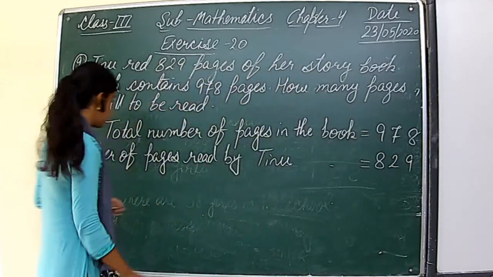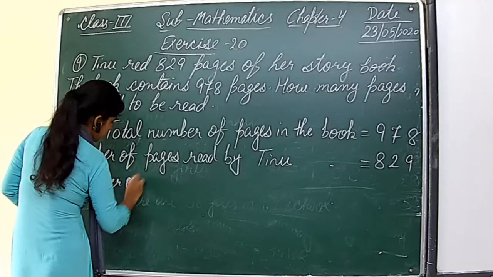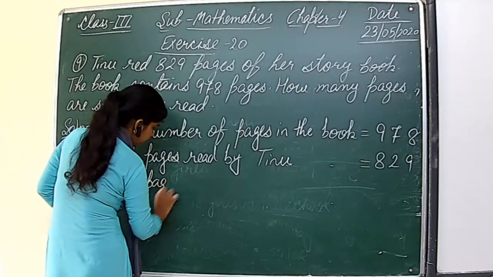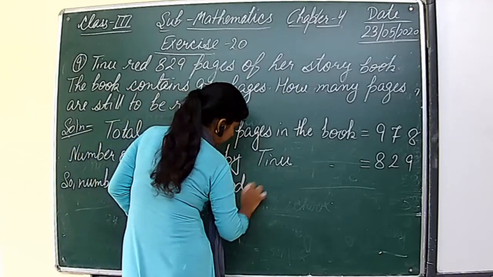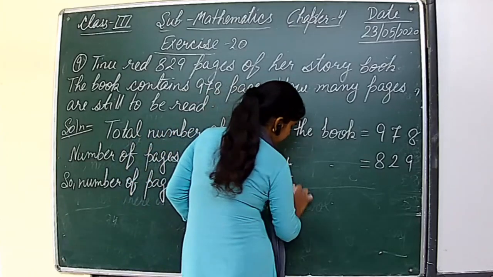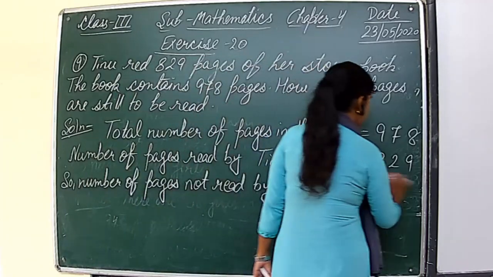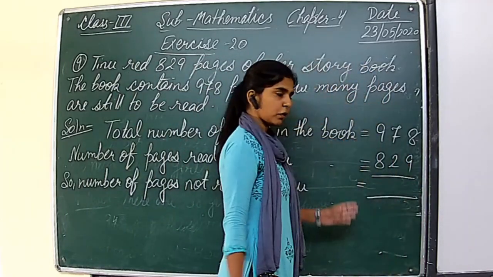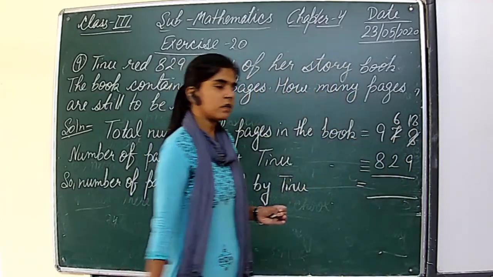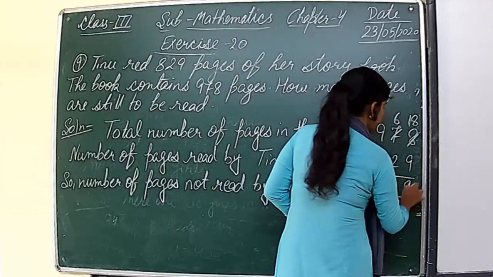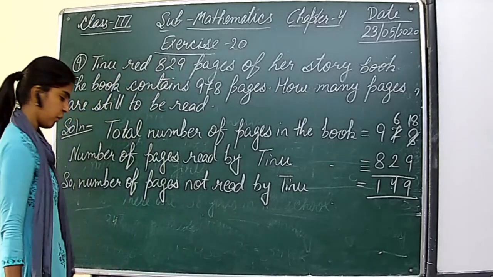Okay, so number of pages not read by Tinu is, we need to subtract the numbers, right? So let us subtract. 8 minus 9, not possible. Take one borrow, it will become 18 and it will become 6. 18 minus 9, 9. 6 minus 2, 4. 9 minus 8, 1. So the result is 149.